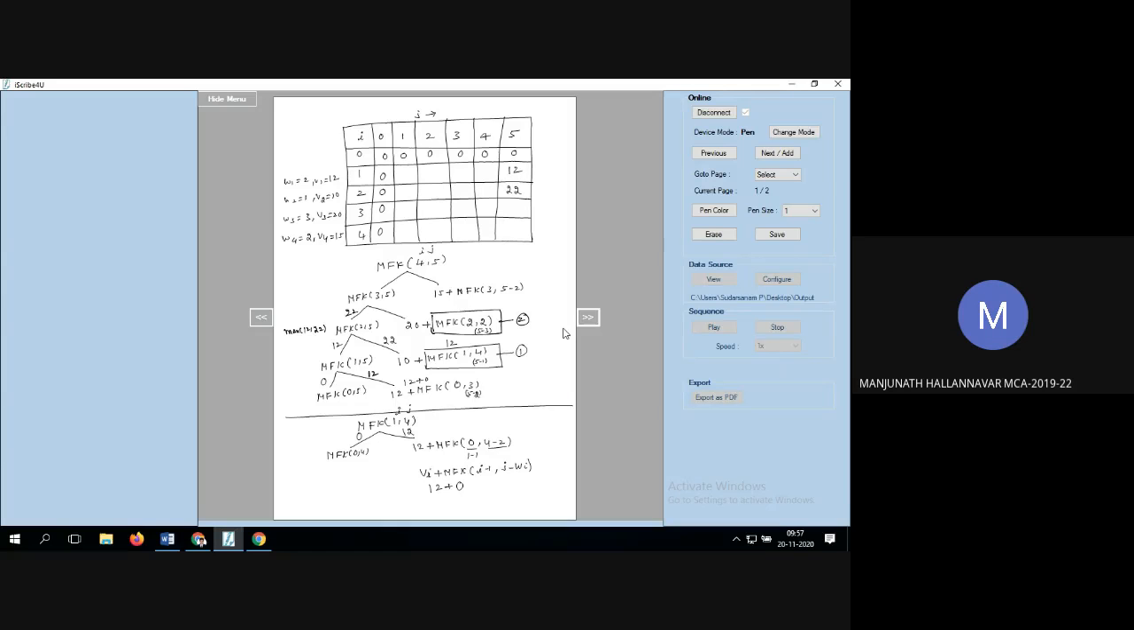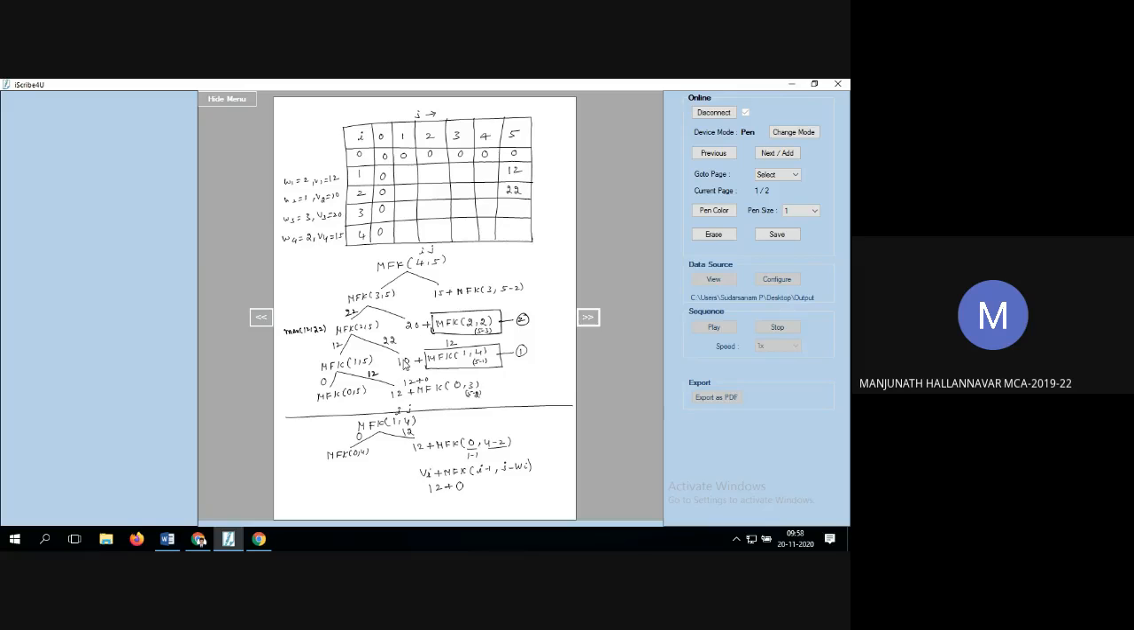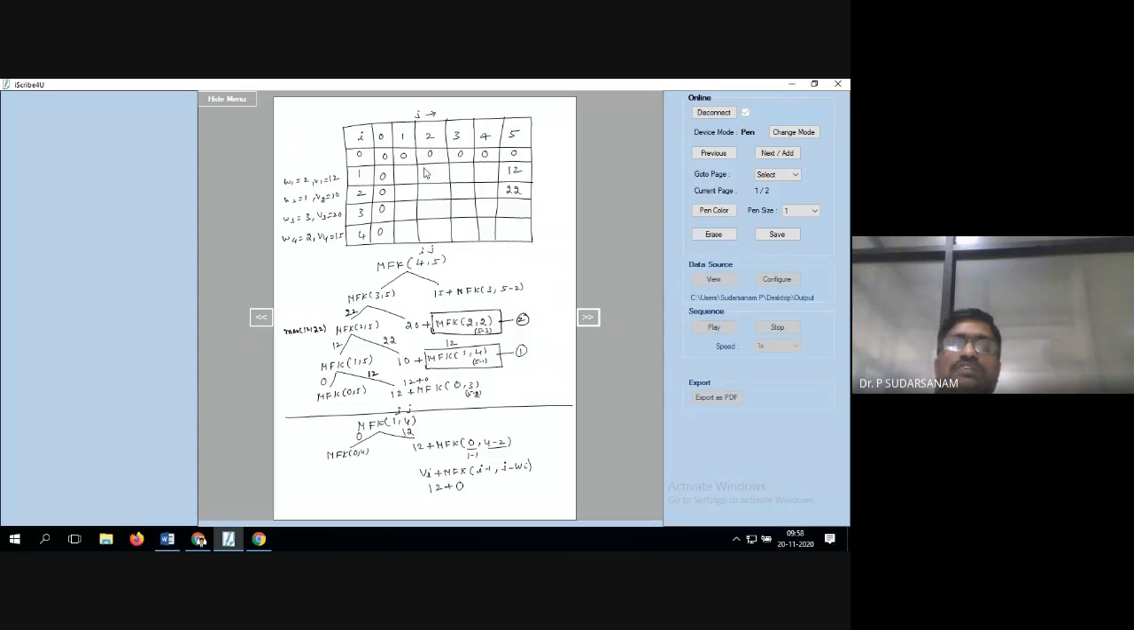Here, in the last step we got MFK of 1 comma 4, we got 12. Can't we write that into the table? Yes, you can write it. 1 comma 4 is how much now? 12. 1 comma 4 is 12. We have to write it actually. Even if you are not writing, you will be writing at the end of the problem. Right. So now we'll move to the next sheet.